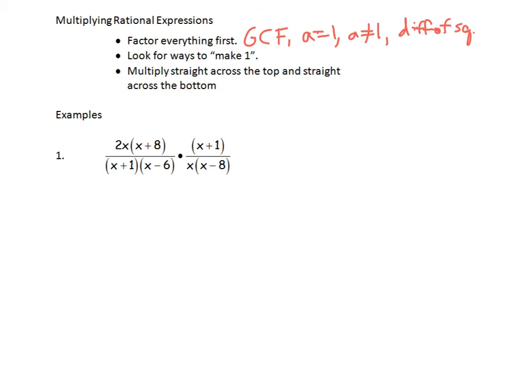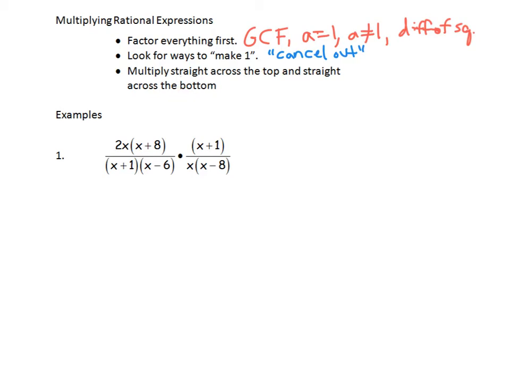Our next step would be to look for ways to make 1. And I've been talking about that as well recently. Sometimes we use the word cancel or cancel out, looking for terms that cancel out. And after we're done with all of that, we're going to multiply straight across the top, the numerator, and straight across the bottom, the denominator.